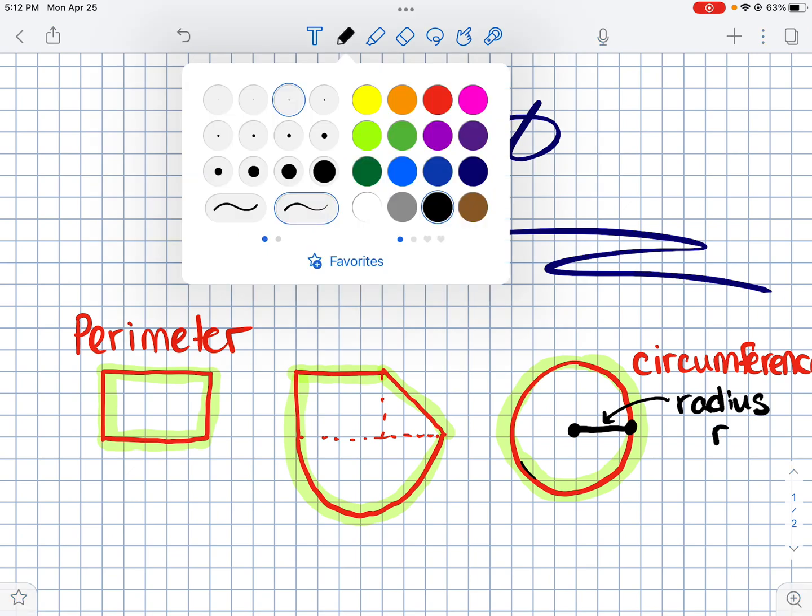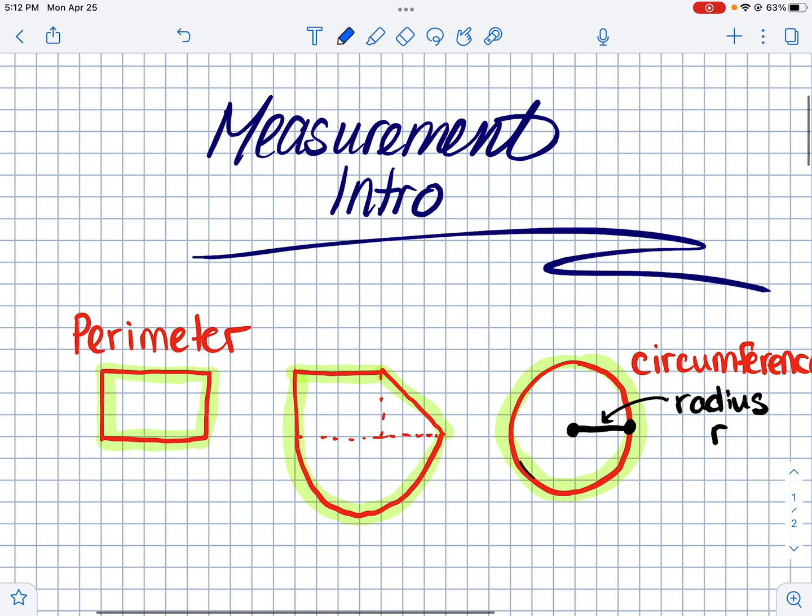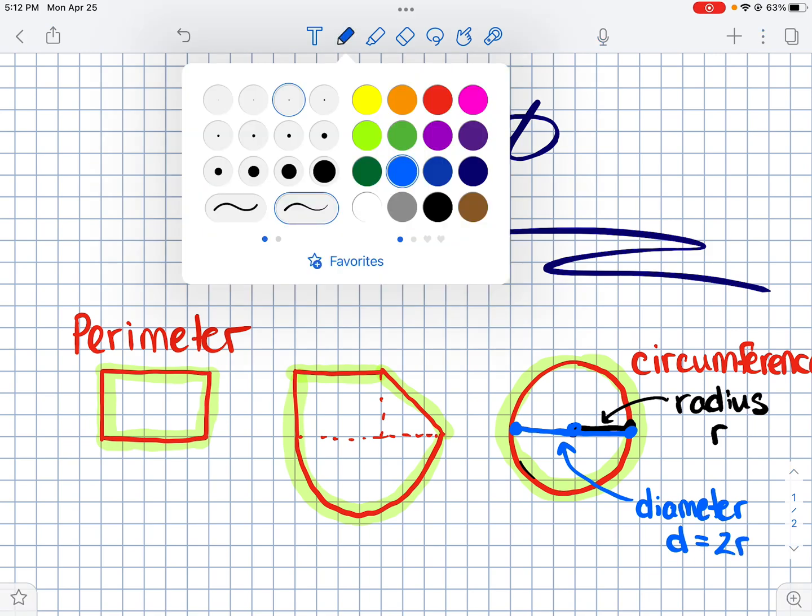And then there's another one, and that is the radius times 2. So we call this the distance from one side of the circle to the next going through the center. We call that the diameter of a circle. And we say like a d for that, and it's also equal to 2 times the radius. Okay, so those are important words.